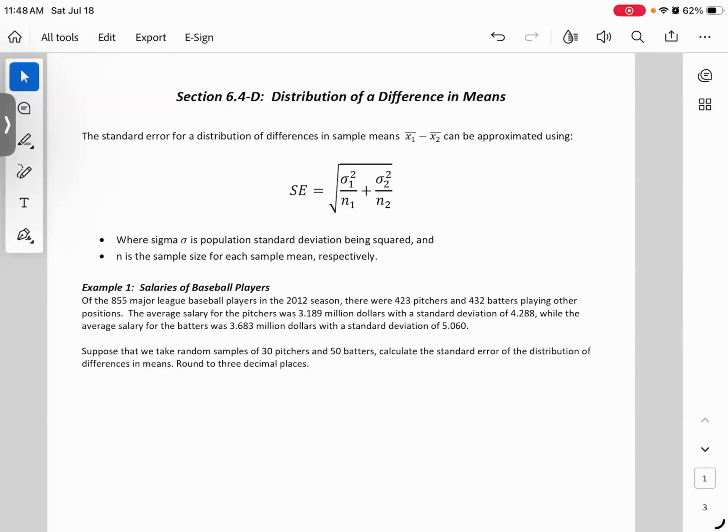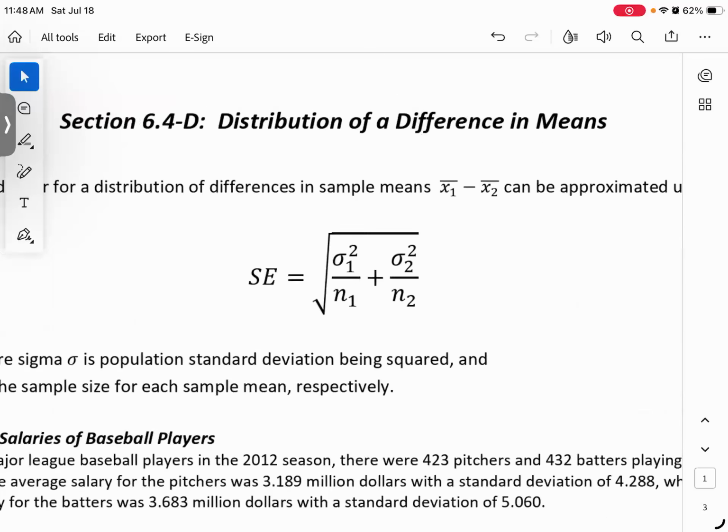All right, let's go ahead and start to get into section 6.4. Section 6.4 is a continuation of 6.2 in that it also deals with means or averages, but this time it's going to have two different groups. The formula for calculating standard error is given to us.